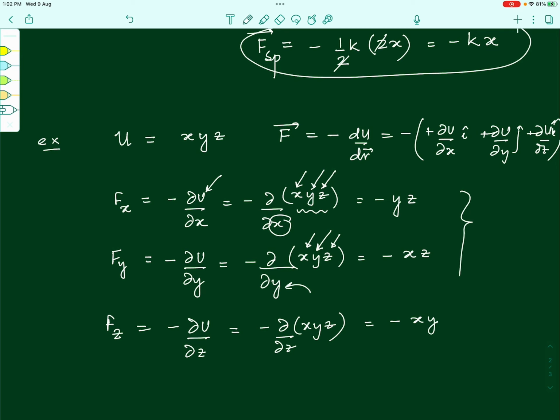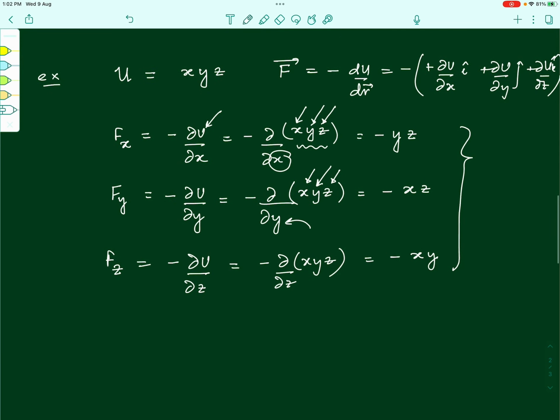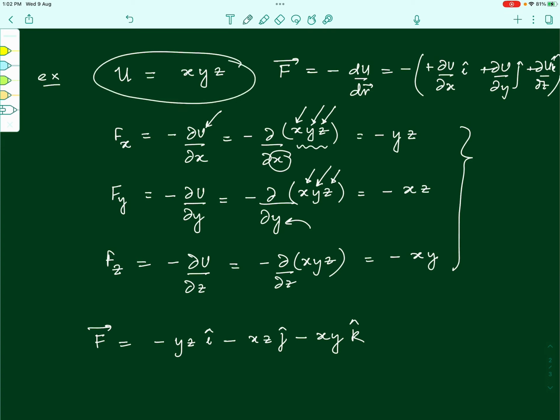So, these are the three components of the force that we were looking for, and now we can write the net force F as minus yz i cap minus xz j cap minus xy k cap. So, this is how you can get your force vector, all the three components of the force vector, by using just one potential energy function. Okay, so, this is how this expression works.